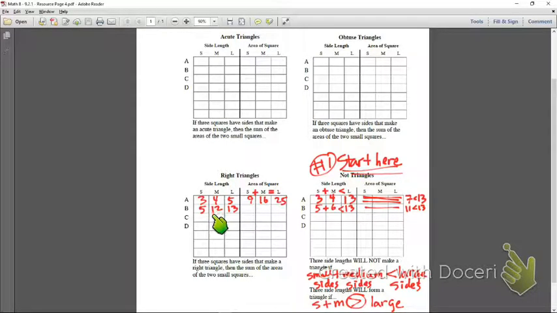5 plus 12, 17, greater than 13. So we're good. So we're going to square these now. 5 squared is 25. 12 squared is 144. And 13 squared is 169. Now, I'm not going to ask you to do the addition, but if you add 25 plus 144, you do get 169. So that means that this pattern holds true.